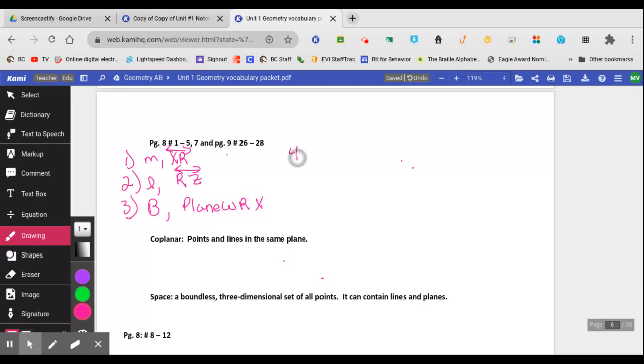Number 4, a beam from a laser would be a line. A floor is a plane. And then when we skip to number 26 through 28, a blanket would also be a plane. 27, a knot would be a point. And 28 would be a line in telephone wire.